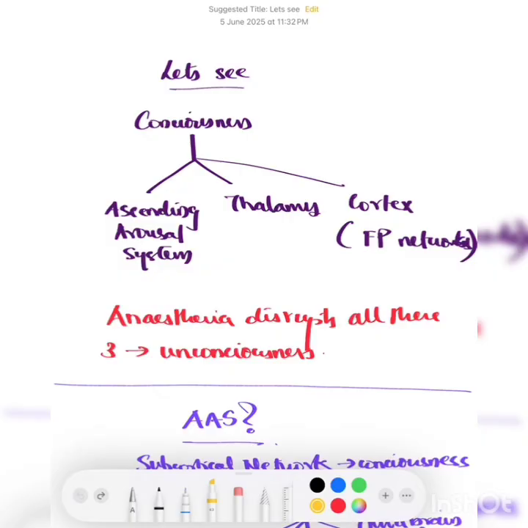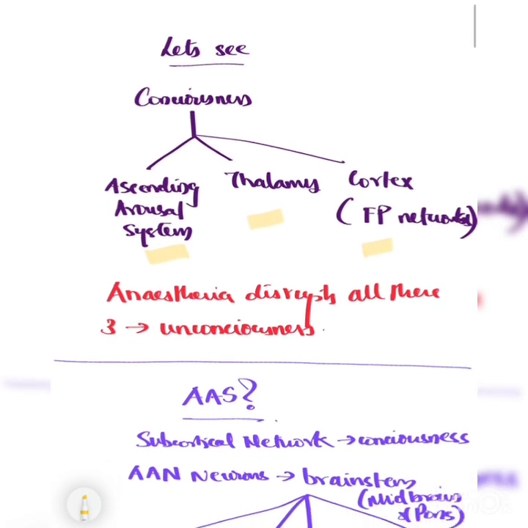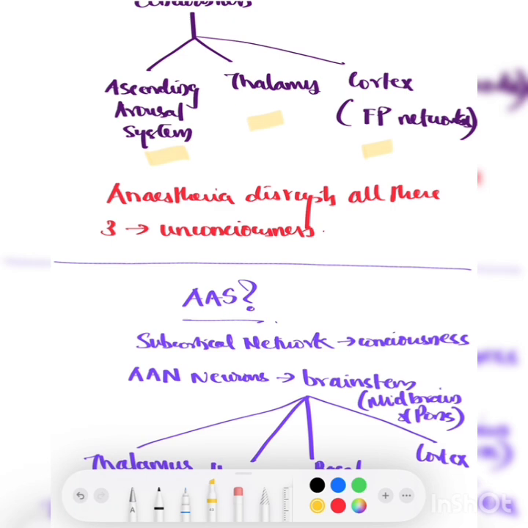Let's have an overview of consciousness. Consciousness requires active communication between ascending arousal system, thalamus, and cortex, especially the frontoparietal network. Anesthesia disrupts all these three to induce unconsciousness.